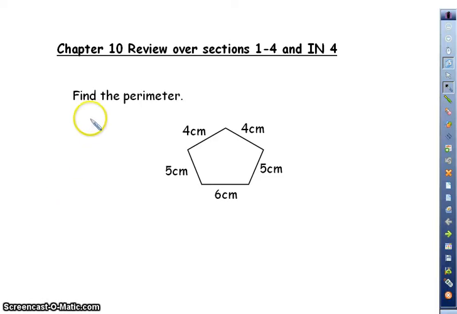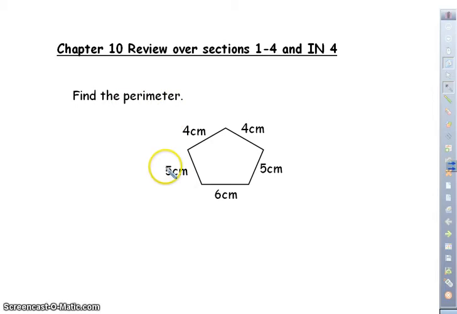Well, good evening. It's the Chapter 10 review over sections 1 through 4 and then section IN4, which is at the front of the textbook. Just a quick review going over each one of the different types of possible problems you'll see tomorrow on the quiz.